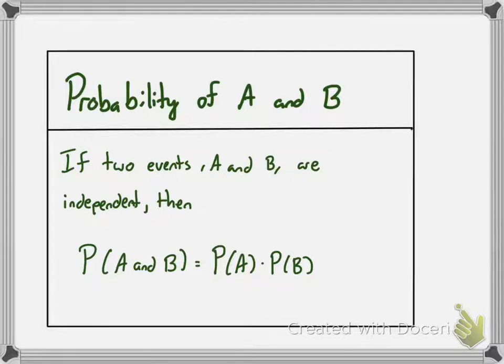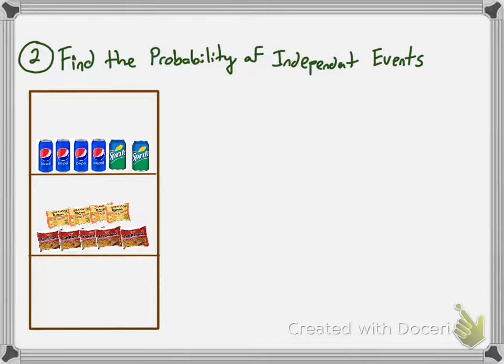This is important when I want to calculate the probability of A and B occurring together. So, if two events A and B are independent, then the probability of A and B equals probability of A times the probability of B. So again, the key here is that if two events are independent, I'm able to multiply them together if I want to figure out probability of A and B. And the key here is when I see and, I think multiply. So let's look at this in an example.